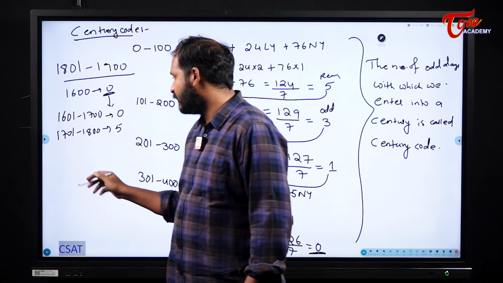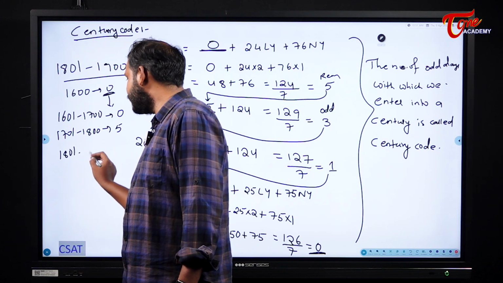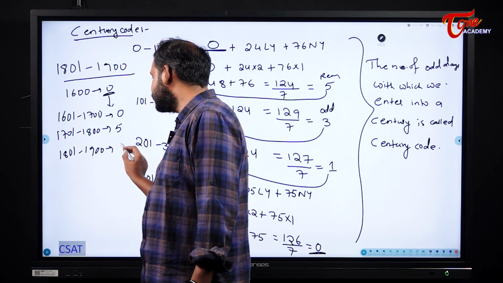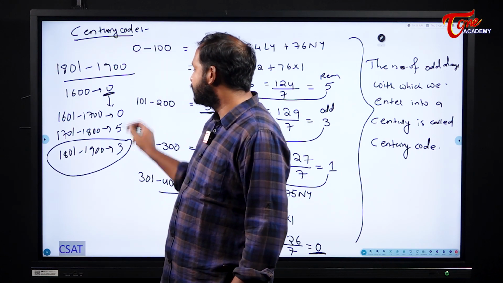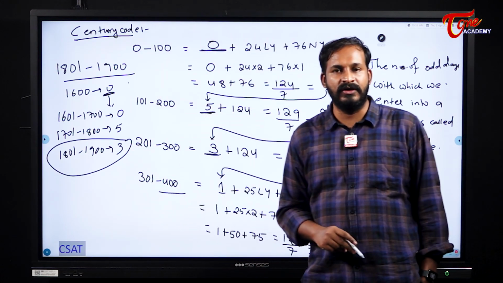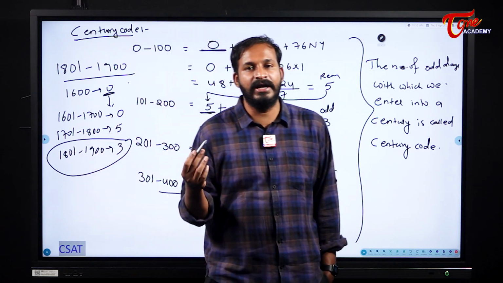0531 is in repetitive manner. Next, 1801 to 1900. What is the code? It is 3. So, the code for 1801 to 1900 is 3. In this manner, you need to write the required codes.